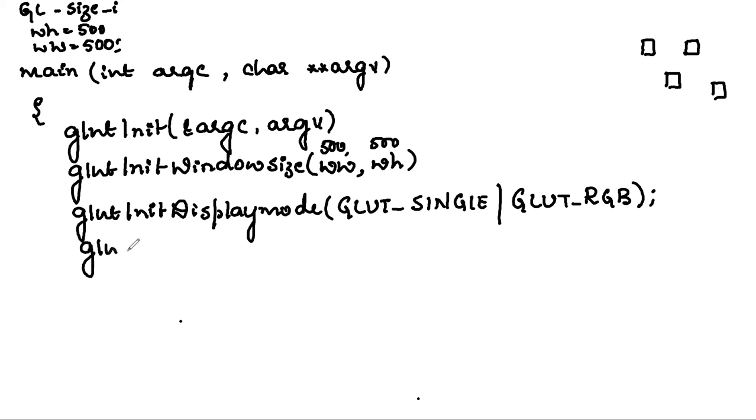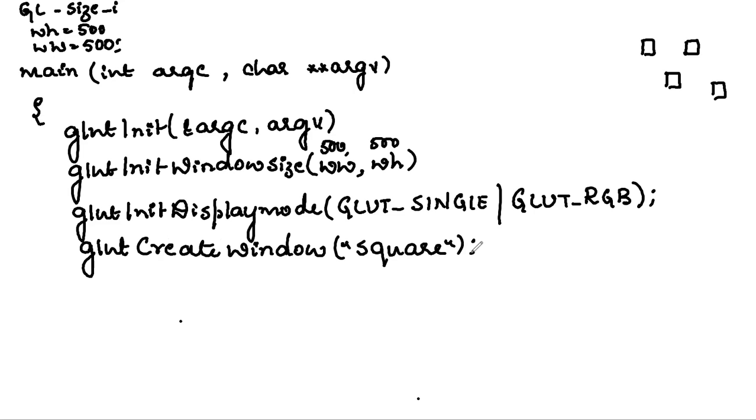Next, let us go for the creation of the window. In order to do that, we use glutCreateWindow, and then let us take the name of the window as square. So here we are creating a window by the name square. Remember, everywhere it has a semicolon. Next, let me call one function, myInit, which is a user defined function. Let us see what to write into that.